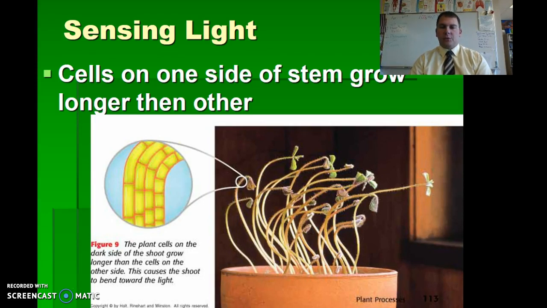If we look at this image, we have zoomed in and there is a drawing showing you that the plant cells on the left of the image are longer than those on the right of the plant, thus causing the plant to grow in the direction of the light source. The more light the plant gets, what will occur more? You should have said photosynthesis.